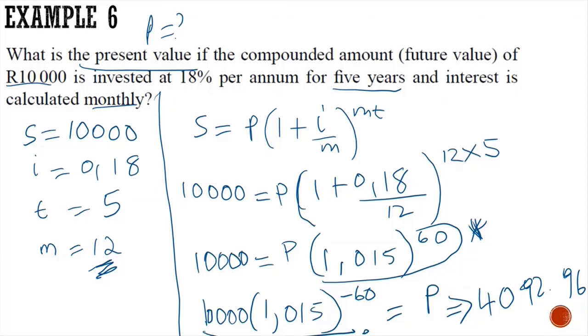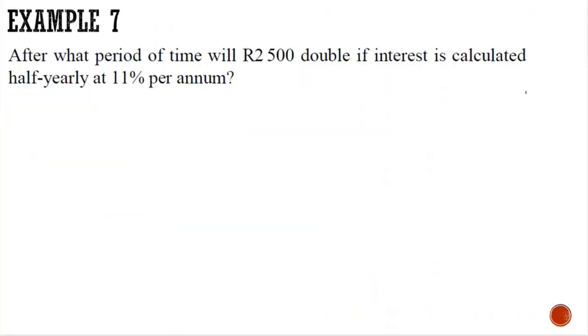You take your calculator, you've got your 10,000. My emulator is not working on this tablet, so I cannot put it live for you to see how you plug it in. You take your calculator and multiply by 1,015 to the power negative 60. Your answer is 4092,96. Remember, we've got an accumulated amount. We have calculated for our present value.